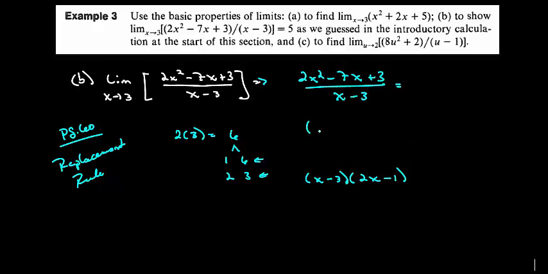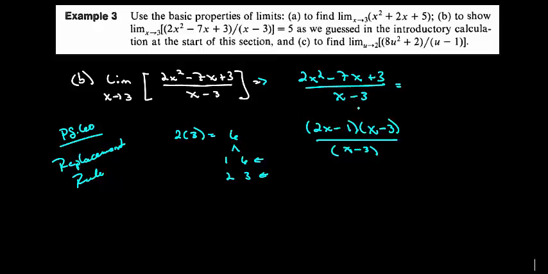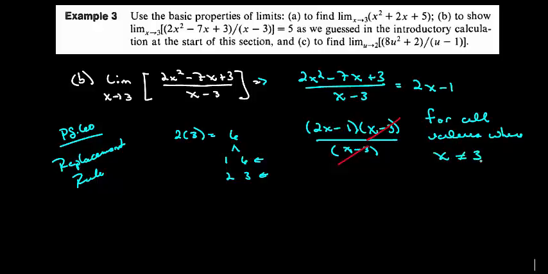So let me erase this. And so what I've got is (2x − 1)(x − 3) over (x − 3). This is exactly equal to this. Now, the next step is to take these two and cancel them out. And so what we're going to say is that this is equal to 2x − 1 for all values where x is not equal to 3.